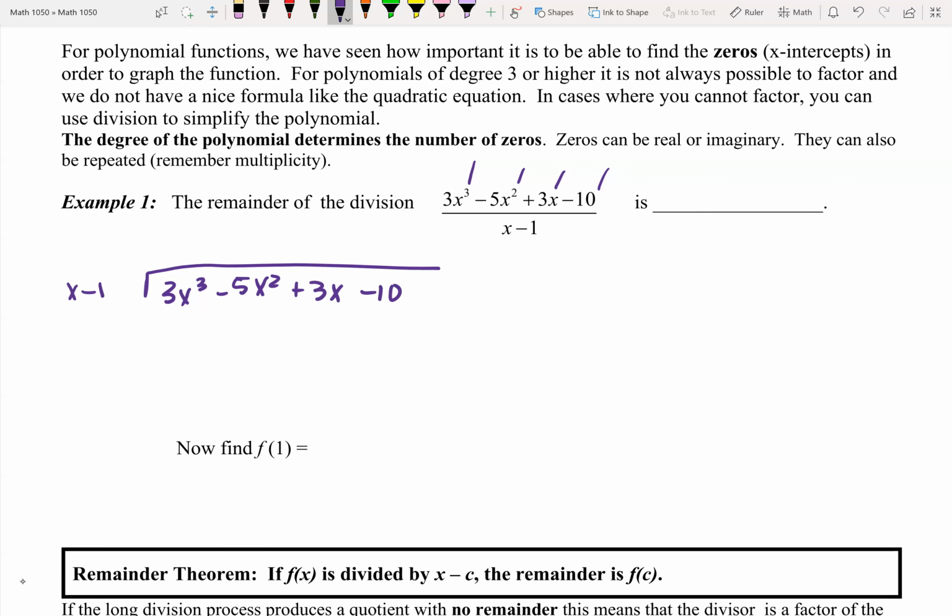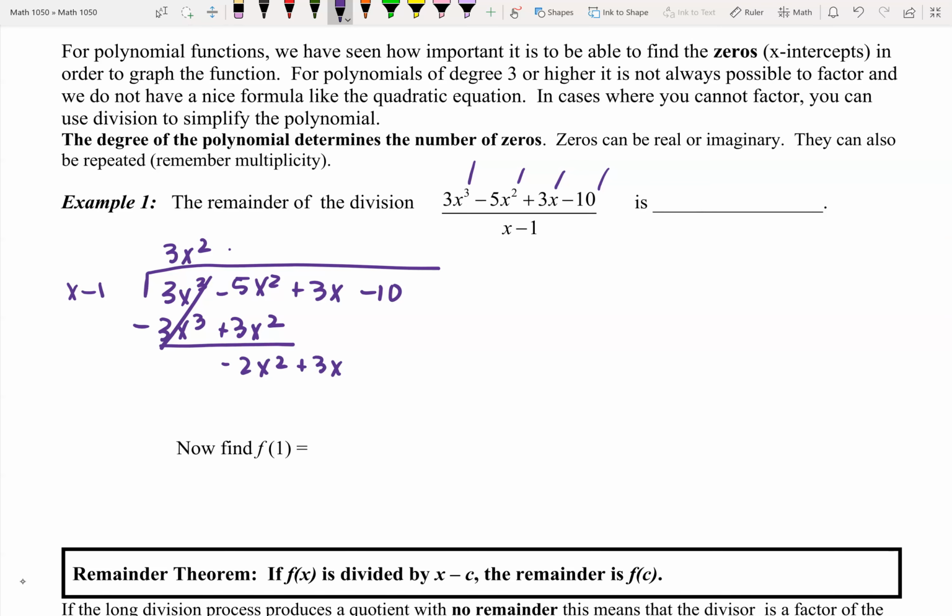and here we go, okay? What do I multiply by x to get 3x to the third? That's 3x to the second. Now I distribute, and I get 3x to the third minus 3x to the second. Change my signs. Those cancel. I get a negative 2x to the second. Then I bring down the 3x and I do the whole thing again.